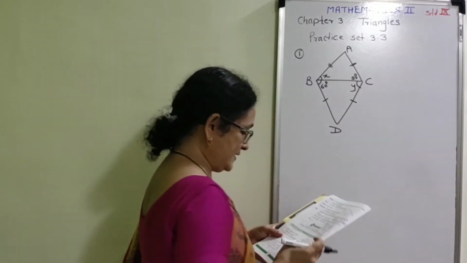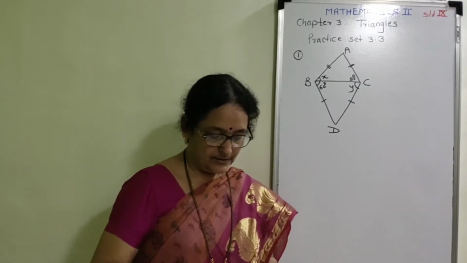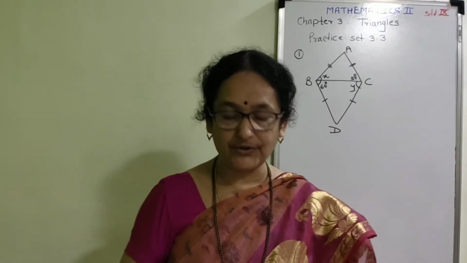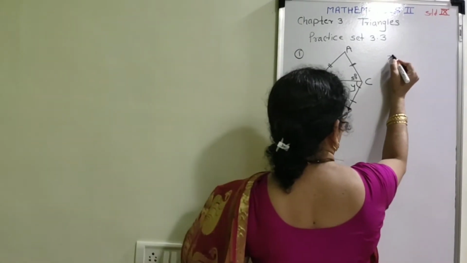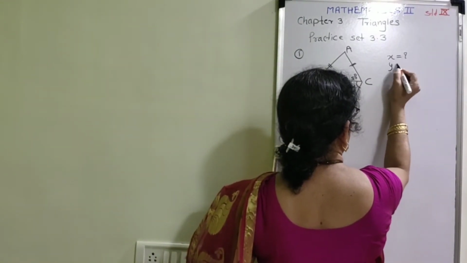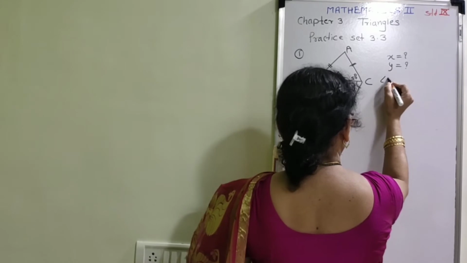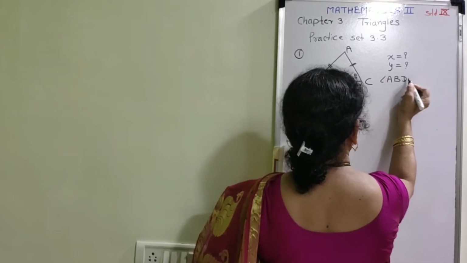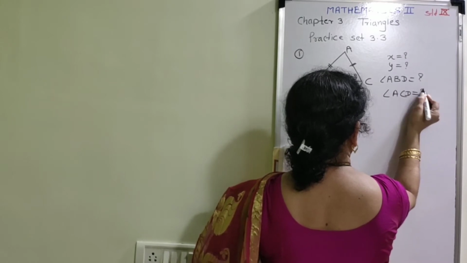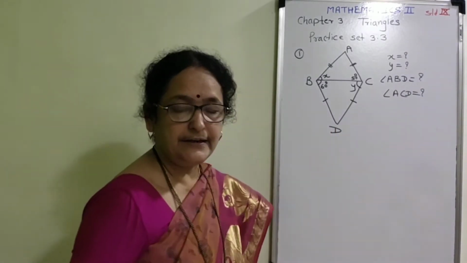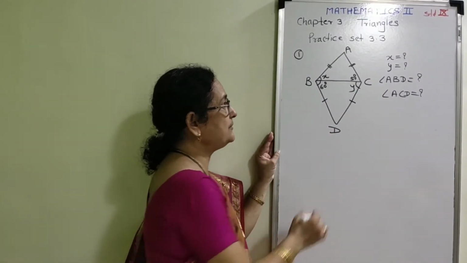Now I am going to explain. Find the values of x and y using the information shown in the figure. Also find, that means you are going to find out measures of x and y as well as angle ABD and angle ACD. Now I am going to explain the entire example. First of all, observe the figure.